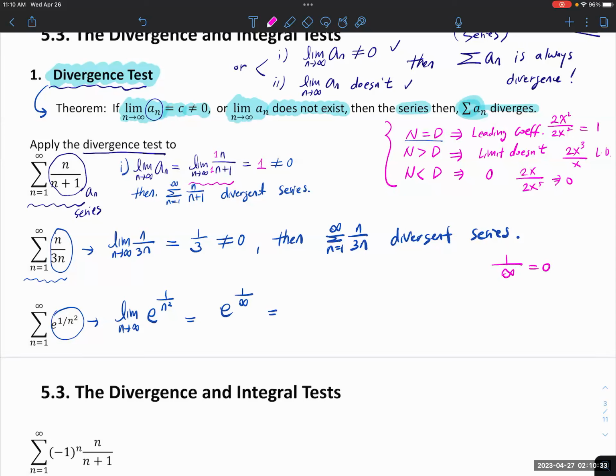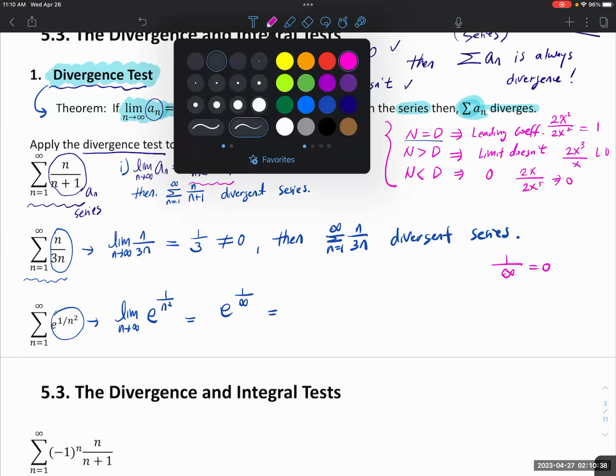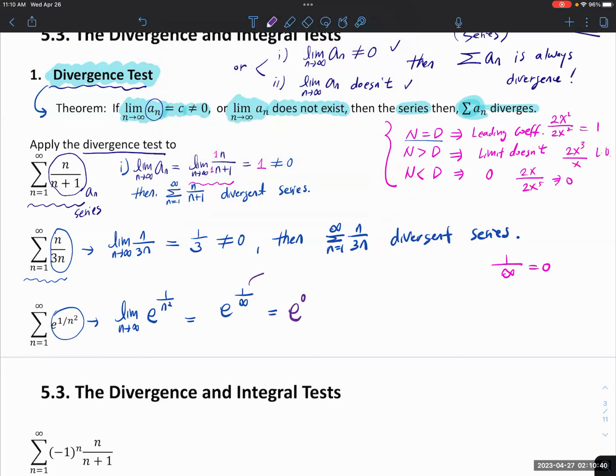The bottom is getting larger and larger, and the entire fraction is getting smaller and smaller. So this is going to be e to the 0, because 1 over infinity is 0. So we prove that e to the 0 is 1. Again, this is not 0. So obviously the terms are not shrinking, and the series of that function is also a divergent series. The terms keep growing infinitely. So that's how you're checking the divergence test.